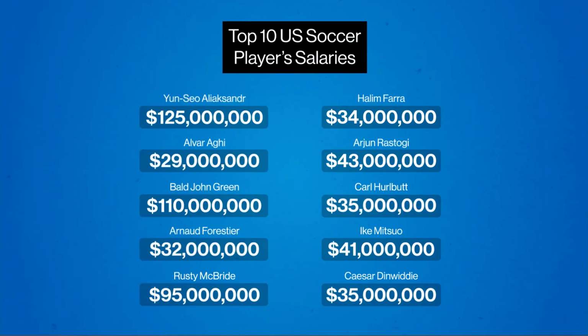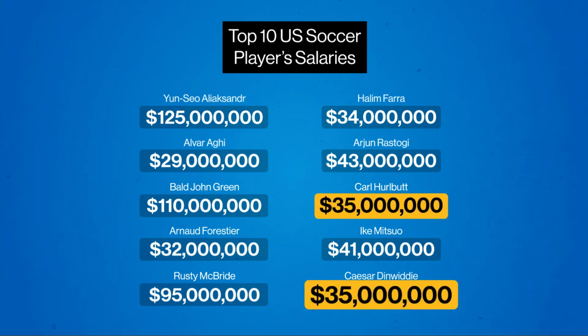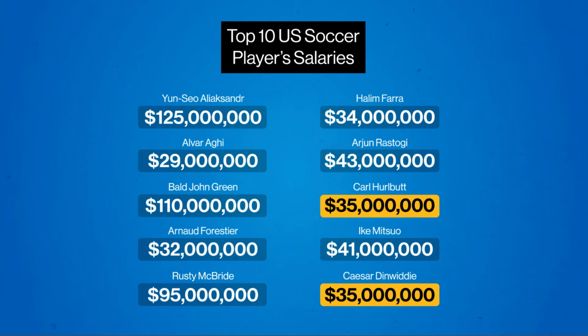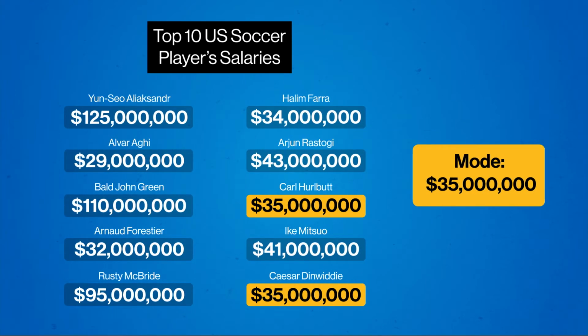When Alina looked at the list, the first thing she noticed was that some of the players on the list earned $35 million. 2 to be exact. That means 35 million is the value that appears most frequently in the dataset, or the mode of these salaries. And one way to think about what's typical is thinking about what happens the most often in a set of data. But sometimes there's more than one mode, or no mode at all. So for some data, the mode isn't always that dependable.